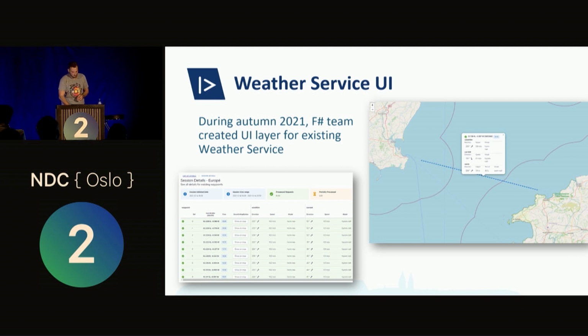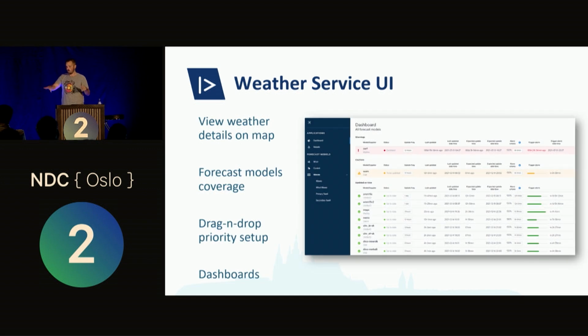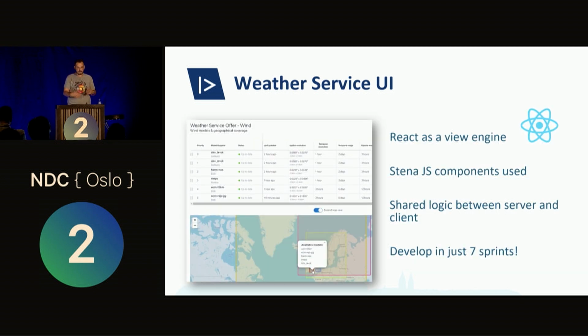So we created a project called Weather Service UI, where you can have dashboards and drag and drop, set up the priority of the model, and also tweak the configuration for the weather service itself. You can see the coverage. We used React.js as a view engine. Stena luckily had their own React components that we just took and bound in F#, which was really easy, just a one-liner, and you can start using components which already exist.